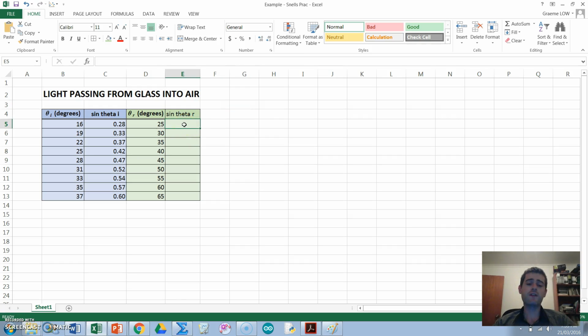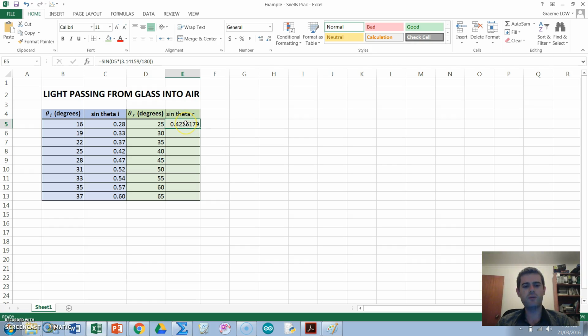And then I'm going to do the same thing over here in this column, but I'm going to do it for theta r instead. So again, equals, so Excel knows there's a formula coming. S-I-N for sine. Give yourself a bracket, click on the cell where the angle is, and then times by bracket 3.14159 for pi, divided by 180. Close the two brackets off, hit enter, fill down.